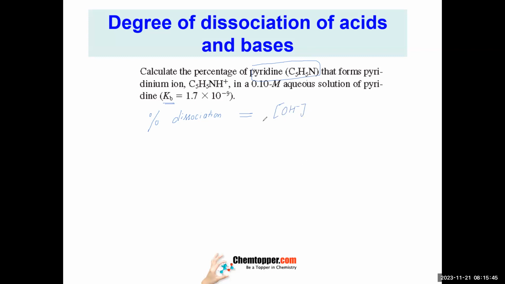So it is the concentration of OH minus divided by concentration of C5H5N, the initial. Remember, initial is given, multiplied by 100%. This OH minus is actually X in the rice table. So you can put it as X. You can put this number here, 0.10, 100% is equal to how much? Oh, that's what they are asking.